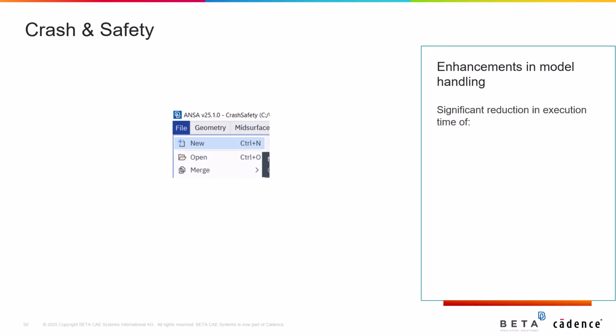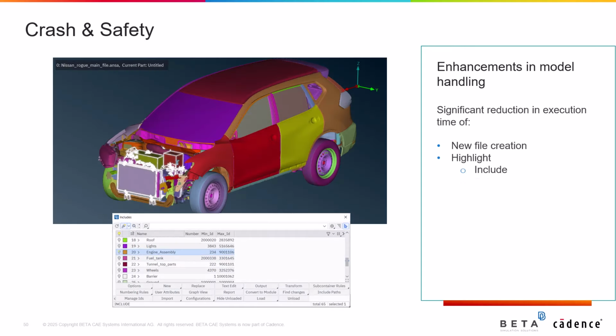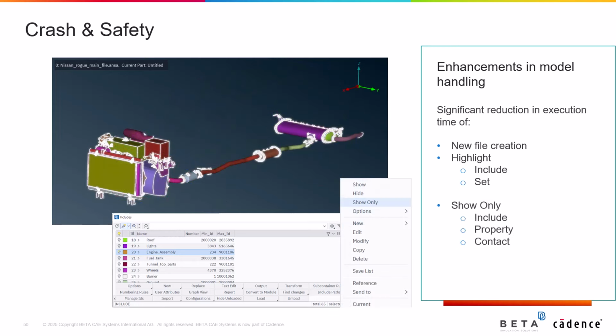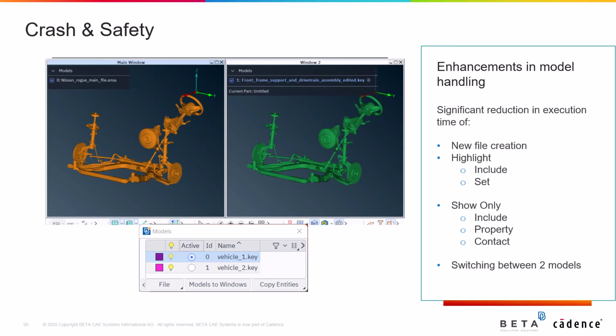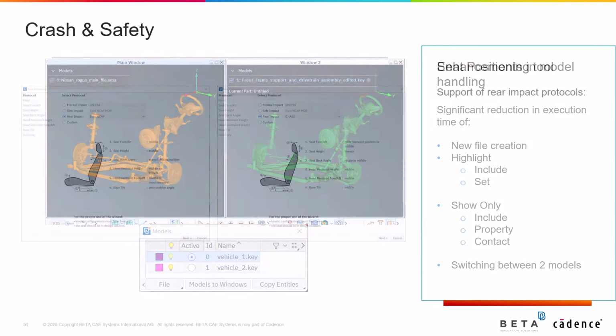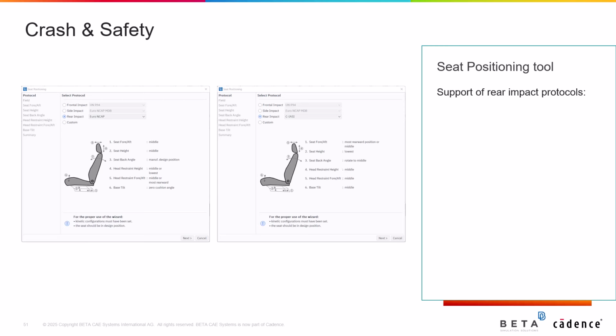We should emphasize the notable improvement in execution time for several functionalities, especially when working with large models in ANSA. First, this improvement is particularly evident when creating a new file. It also enhances the performance of the highlight action, especially for includes or sets that contain a large number of elements. Additionally, the show only action for includes, properties, and context now runs more efficiently. Lastly, switching between two models has become much faster, saving valuable time. It is worth mentioning that the rear impact protocols, EuroNCAP, and CIASI are now supported.